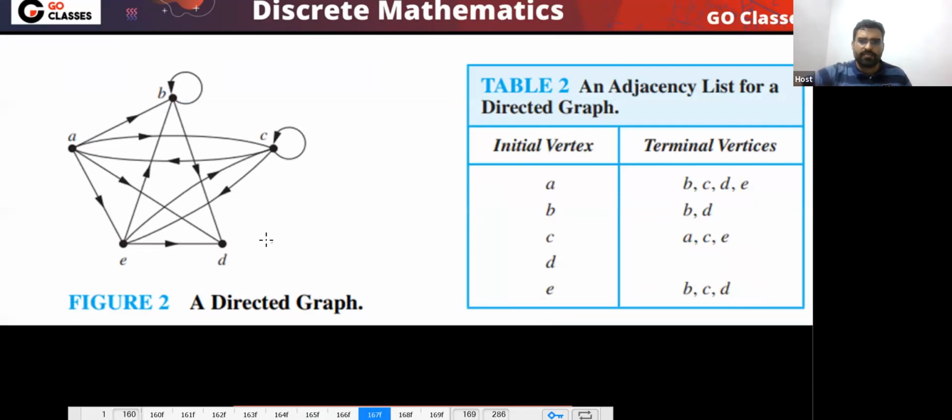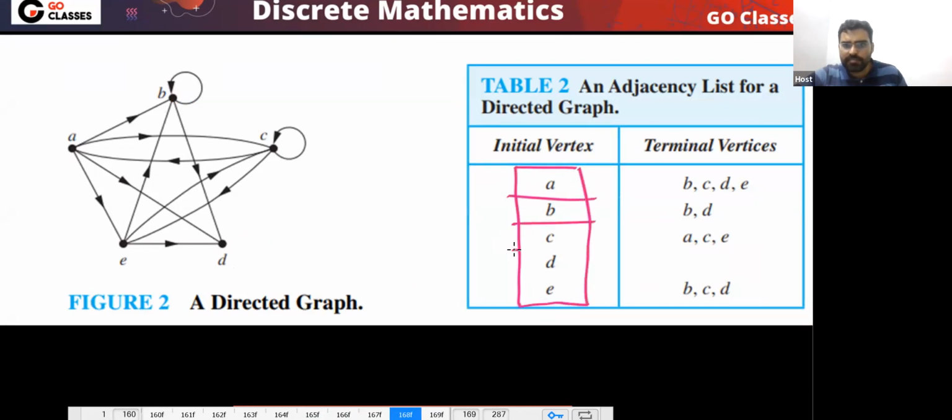For example, this graph. For this graph, what will be the adjacency list? So you will make a list. You will make an array. In this array, you can notice that A is adjacent to whom? A is adjacent to E, D, B, C. So A is adjacent to B, C, D.